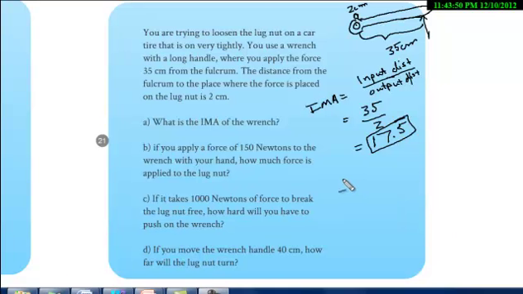Alright, second part here. If you apply a force of 150 newtons to the wrench with your hand, how much force is applied to the lug nut? Remember, this is how much it multiplies your input force by. So we can say that your input force times the mechanical advantage equals your output. So if your input is 150 newtons and your mechanical advantage we're predicting to be 17.5, then your output force would be 150 times 17.5 equals 2,625 newtons.